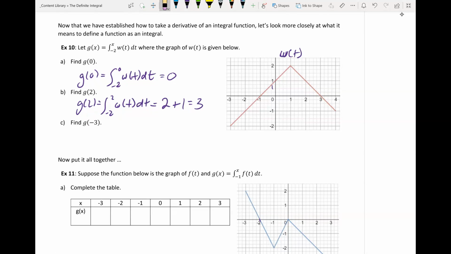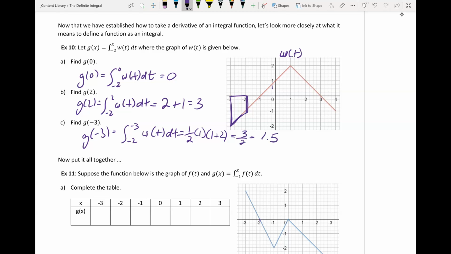Lastly, we're going to find g of -3. So this is the integral from -2 to -3 of w(t) dt, which means we're looking for the area of this trapezoid over here. The area of a trapezoid is a half times your base, which is 1, length 1 times length 2. So the first length is just 1, the second one is 2. So that's 3 over 2, which is the same thing as saying a half.